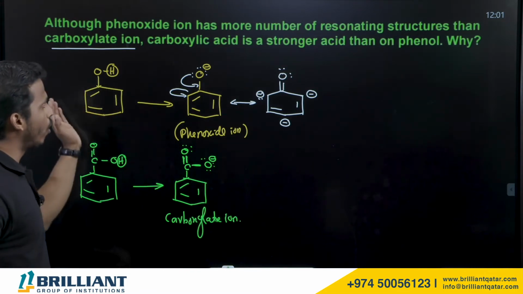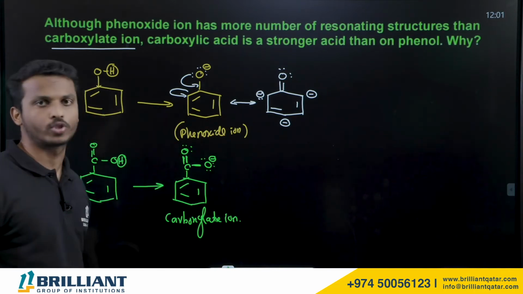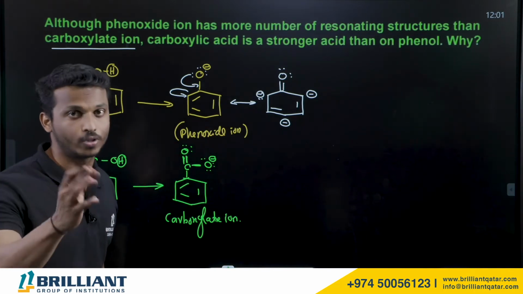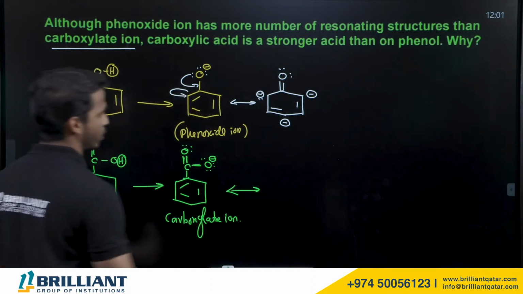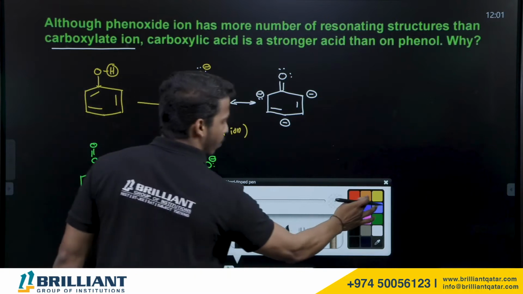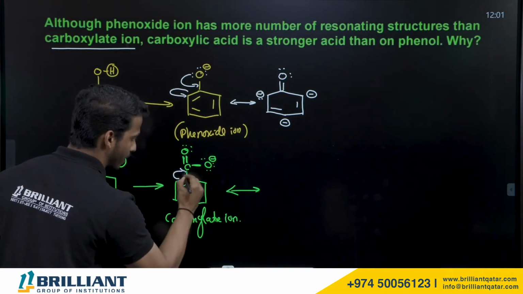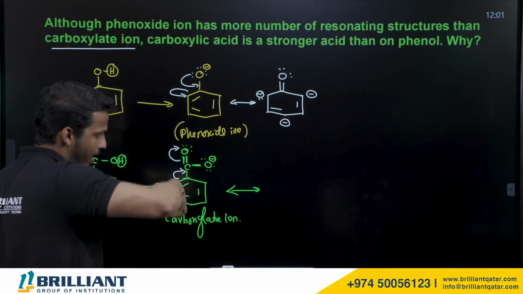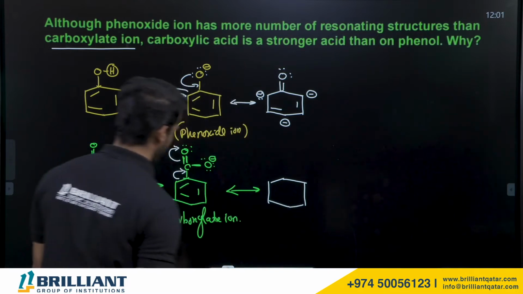So phenol on losing hydrogen gives phenoxide ion, and carboxylic acid on losing hydrogen gives carboxylate ion. Both are acidic in nature because they donated H plus ion. Now, let me draw one of the resonance structures of this compound. Dear all, carboxylic acid is an electron withdrawing group, so the electron movement is like this. They will take electrons from the ring. So you will get the structure like this.